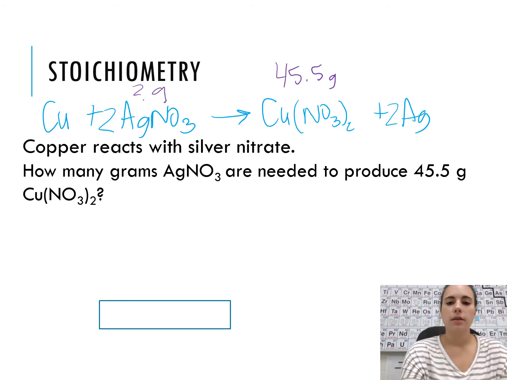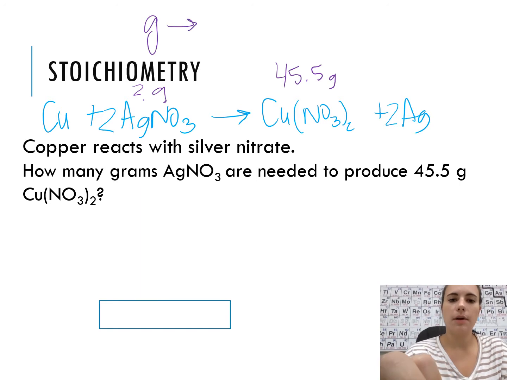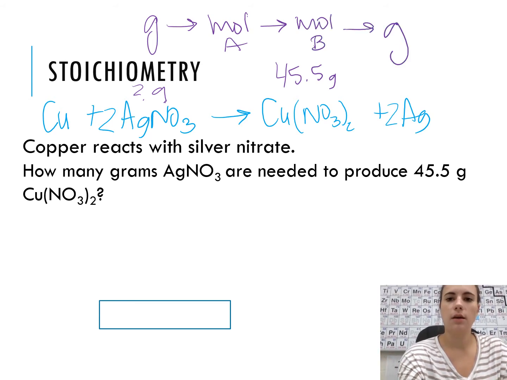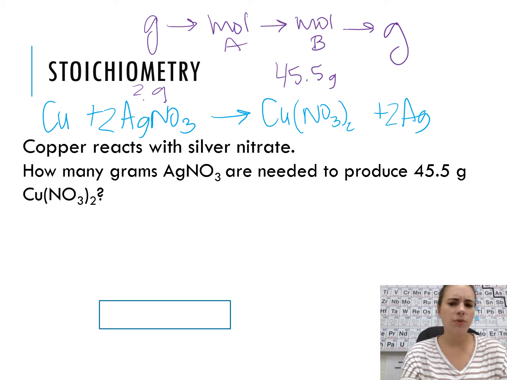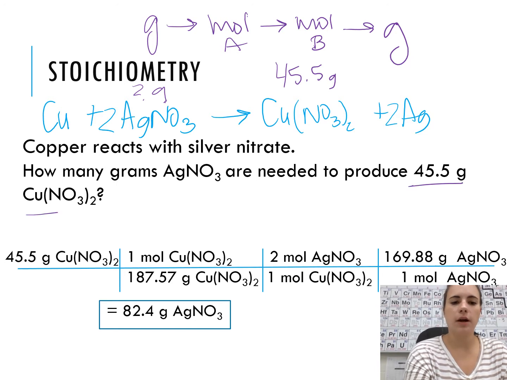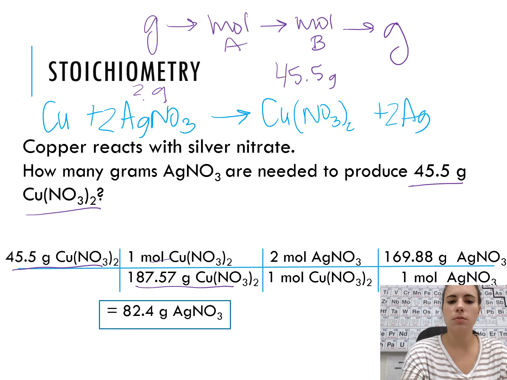So I'm doing just a conversion. I'm starting with grams. I'm going to have to go to moles. Now I'm going to have to go from moles of the first thing to moles of the second thing, back to grams. Well, how do we go from grams to moles? Molar mass. So I'm going to write down my given, which is 45.5 grams of copper nitrate. I'm going to use the molar mass to convert to moles.